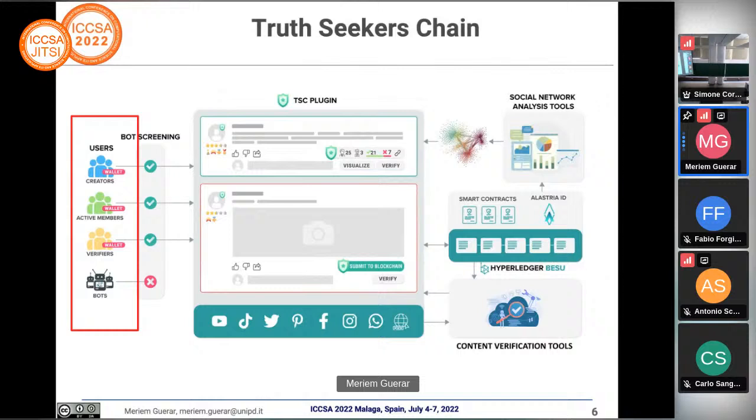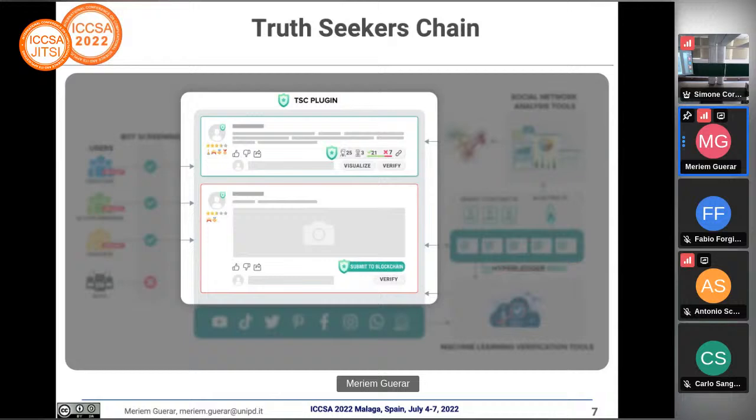Since asking users to check every social media content themselves through multiple platforms is unrealistic, TSC offers content verification tools as features to the users while browsing their favorite social media feed. In addition, users will have a view of social network content augmented with new functionalities and information derived from the blockchain. We will see these functionalities and information in detail when we look at the proof of concept.